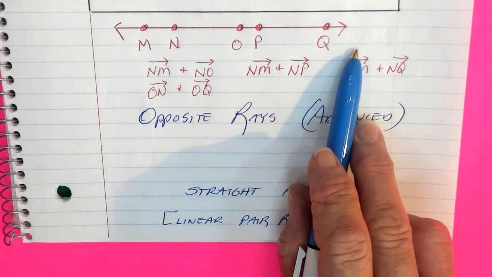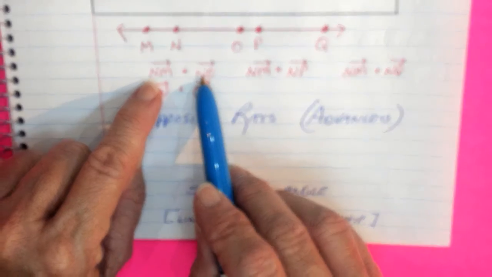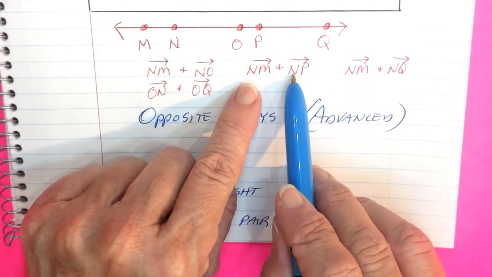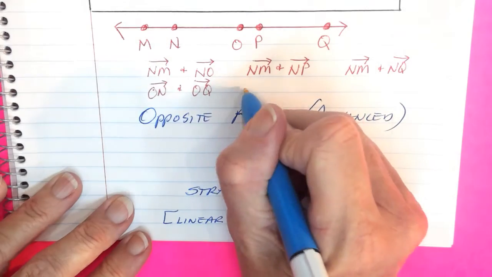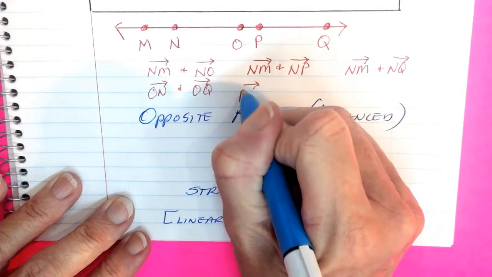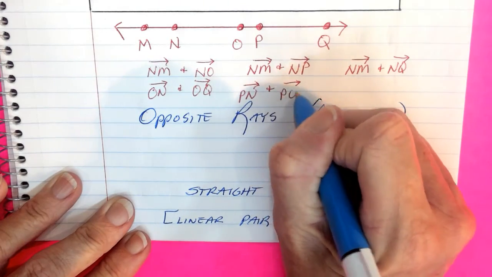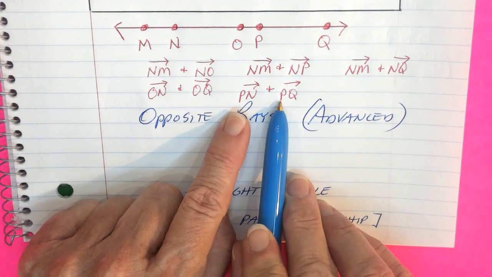Hopefully you get the idea that there are many correct answers here, but that opposite rays have to share the same endpoint, and that's always the first letter in their name. So here's two N's, here's two O's. Another example could have been ray PN and ray PQ, and they'd share the endpoint P.